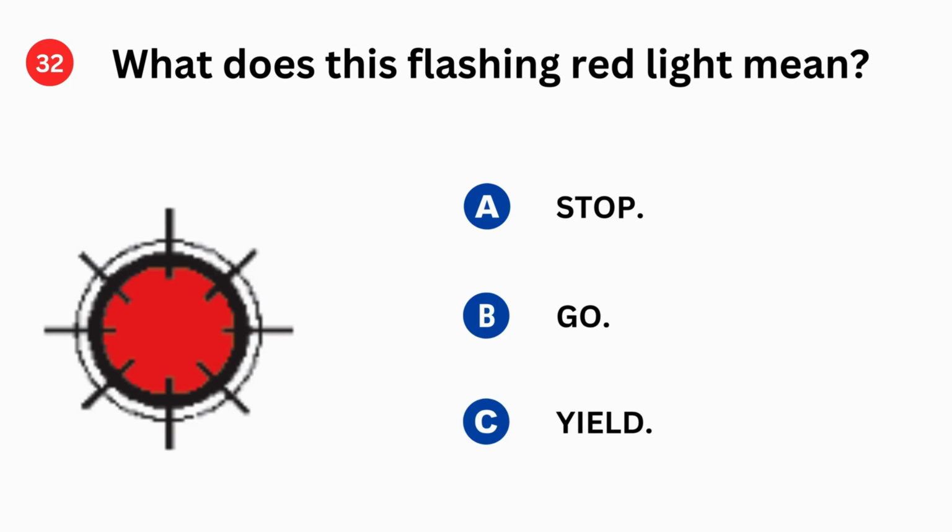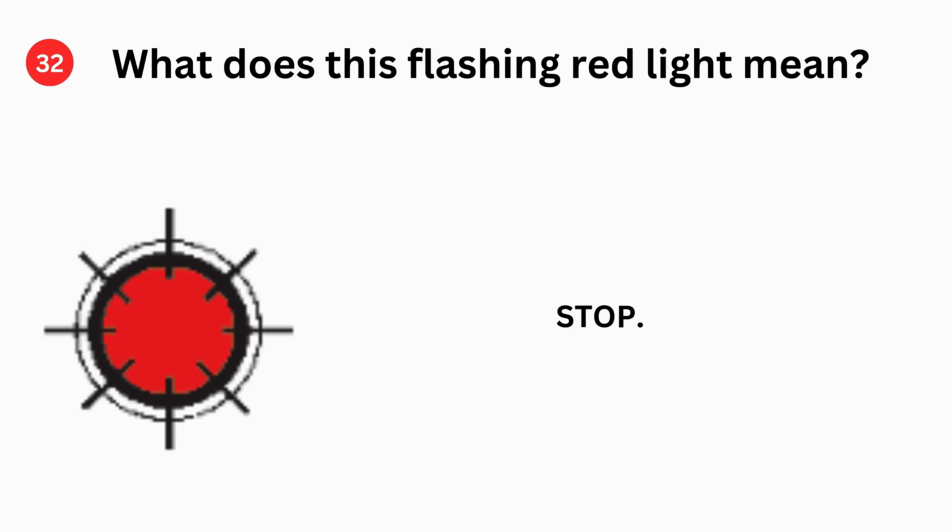What does this flashing red light mean? A, stop. B, go. C, yield. Good observation. It is the stop sign.